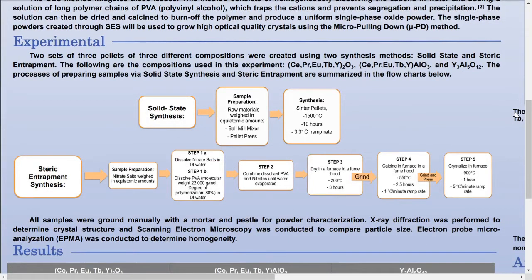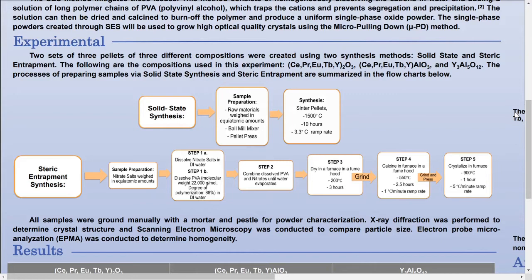A summary of both methods is shown in these flowcharts. The solid-state synthesis method requires the raw materials to be weighed in equiatomic amounts, and these raw materials to be mixed in a ball mill mixer and then pressed into a pellet and sintered at 1500 degrees Celsius for 10 hours. The steric entrapment synthesis method requires nitrate salts to be weighed in equiatomic amounts and then dissolved in DI water.